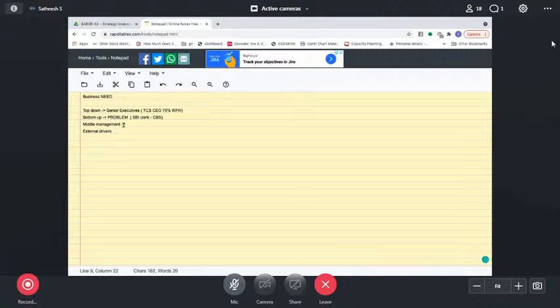Middle management is more of an add-on. It is not at all a problem, but you feel that if there is a mobile app, the productivity will increase.